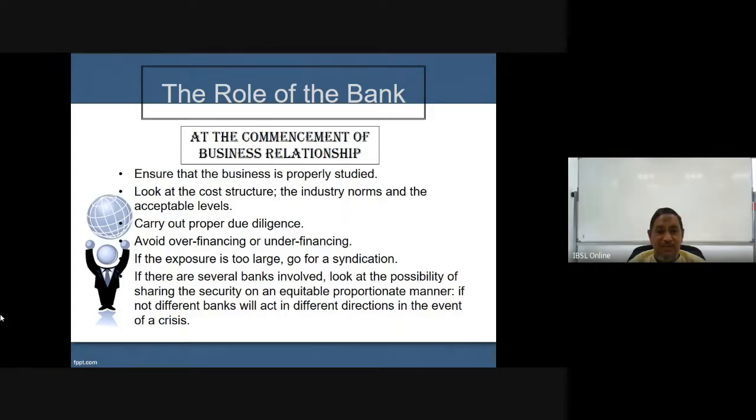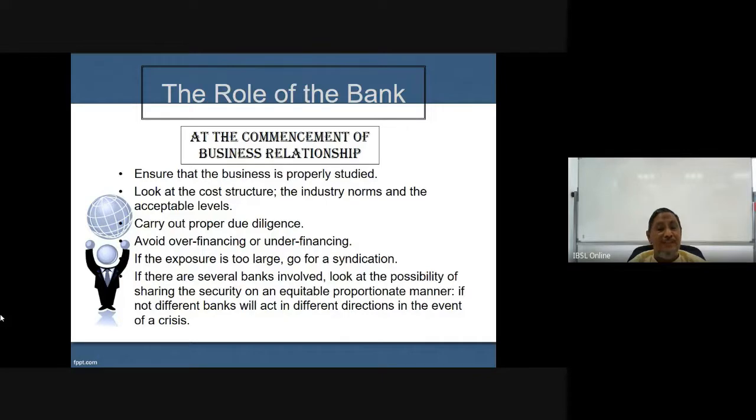Look at the cost structure, industry norms, and the acceptable levels. Profit and loss account, see the cost structure. Compare with the industry norms. Compare with the previous ones. Be it acceptable. Carry out proper due diligence, proper audit.